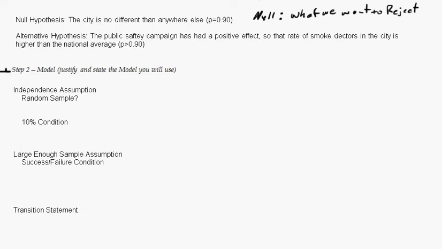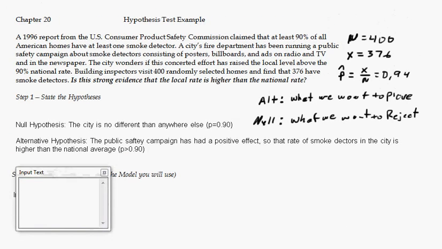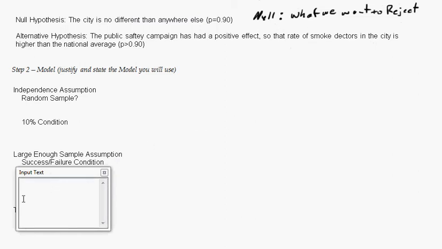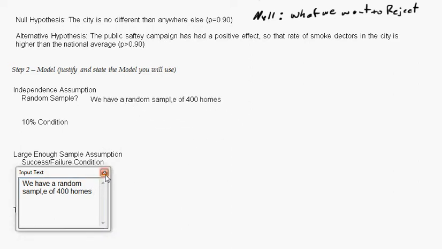So the random sample condition is satisfied because they tell us it was random, right? Somewhere. Randomly selected. Okay, so that's what you want to do. You just check that. So we can say something like we have a random sample of 400 homes. And that's really all we need there. Okay, so we check that off.